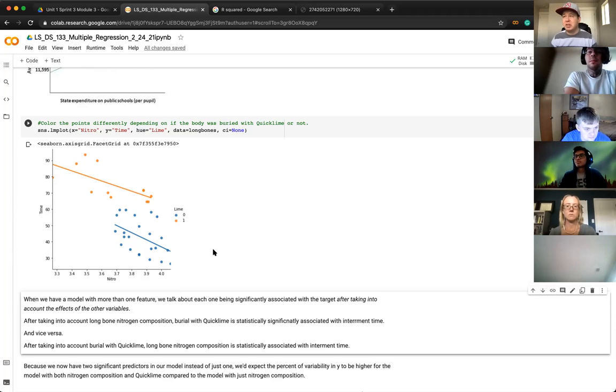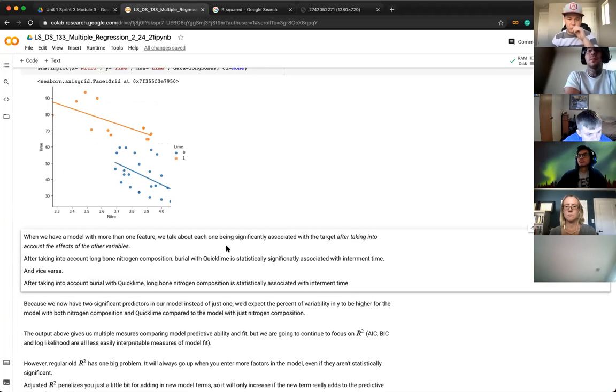Our model has improved in basically every way. The only way it's slightly more challenging is that it's more challenging to interpret, because some amount of it is attributed to nitro, some amount is attributed to lime. We've got multiple regression lines going on. It's getting a little bit more complex, but it is a better model.